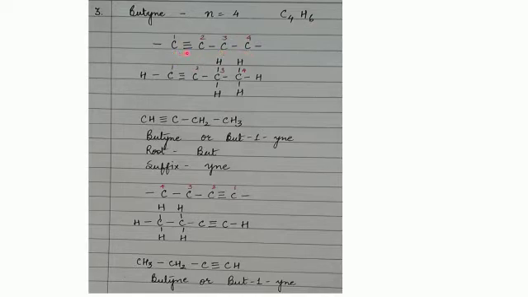Here we have shown the triple bond between the first 2 carbon atoms. Hence we will start numbering from left to right: 1, 2, 3 and 4. Now we have to distribute the 6 hydrogen atoms amongst these 4 carbon atoms such that the valencies of each of the carbon atom will be satisfied.